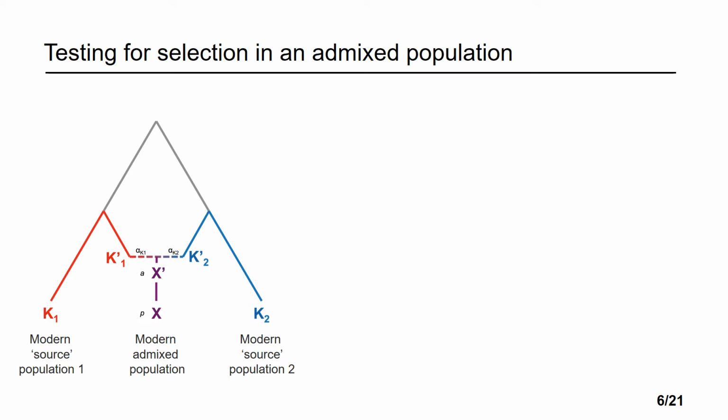And then what we do is we compare the observed, that is the present allele frequency, against this expected allele frequency. But deviations from this expectation can arise not only if selection happened after the admixture, that is along that purple branch, but also if it happened in any of the parental populations, in this case in the red or blue branches.